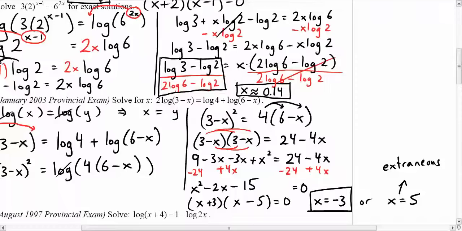And the reason why is because of the domain of this log. Let's see, what is the domain? We have to have numbers that are less than 3, because we can't have log of 0. So the domain is x less than 3. 5 is not less than 3. So 5 is extraneous.